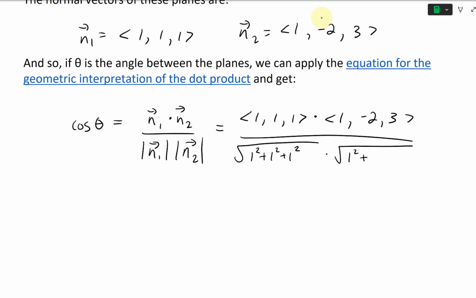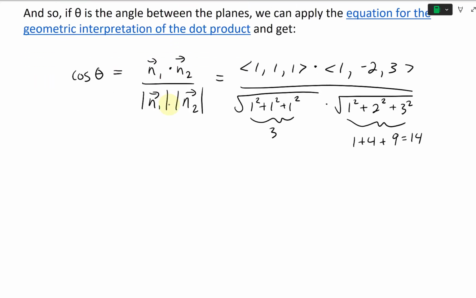1 squared plus -2 squared, as this is going to be 2 squared, and then plus 3 squared, like that. So let's see what this gets. This one we know is just going to be 3. This part right here, that's just going to be 3. This part inside is going to be 1 plus 4 plus 3 squared, which is 9. So this is going to be 14.